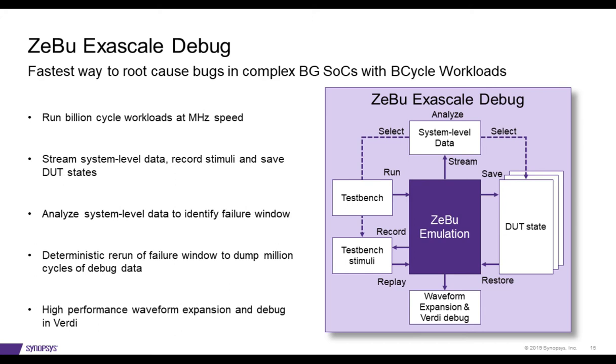Now, based on the failure that has happened, you're going to analyze the system level data, and based on your analysis, you're going to pick a particular DOT state from where you want to restore, and correspondingly, decide which test bench stimuli need to be applied. So you're going to restore the DOT, and rather than driving the test bench, you're going to use the test bench stimuli to replay the design for deterministic reproduction of the bug.